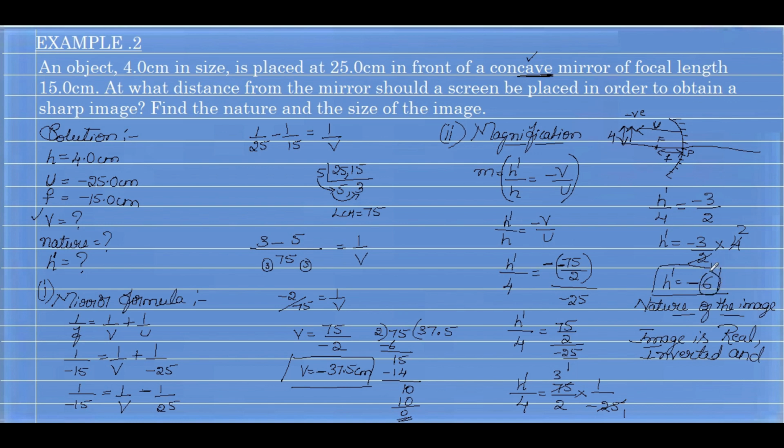We can see here, you only note down the number. Don't take care of the negative sign. The number is 6. This is the image distance. So what about the object distance? Object distance is 4. So the image is greater than the object, right? So the image is enlarged. So this is the nature of the image. I hope you understood this.